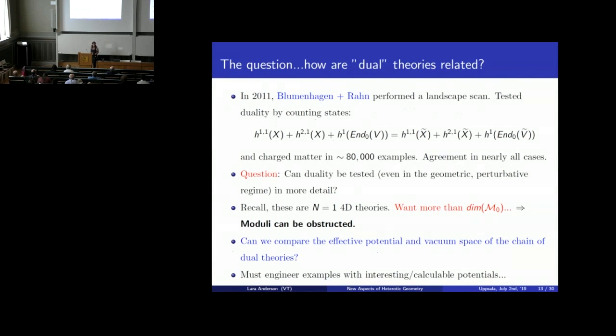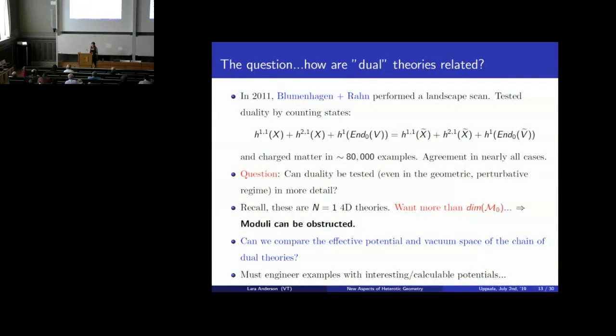So one question we want to ask is, can this duality be tested even in the geometric perturbative regime in more detail? A few years ago, with my student, one question we wanted to ask was, are these N=1 4D theories actually the same in the structure of their vacuum space, not just their zero modes? Since these are N=1 4D theories, there are potentials that can obstruct flat directions, and your apparent geometric moduli need not be your actual geometric moduli.